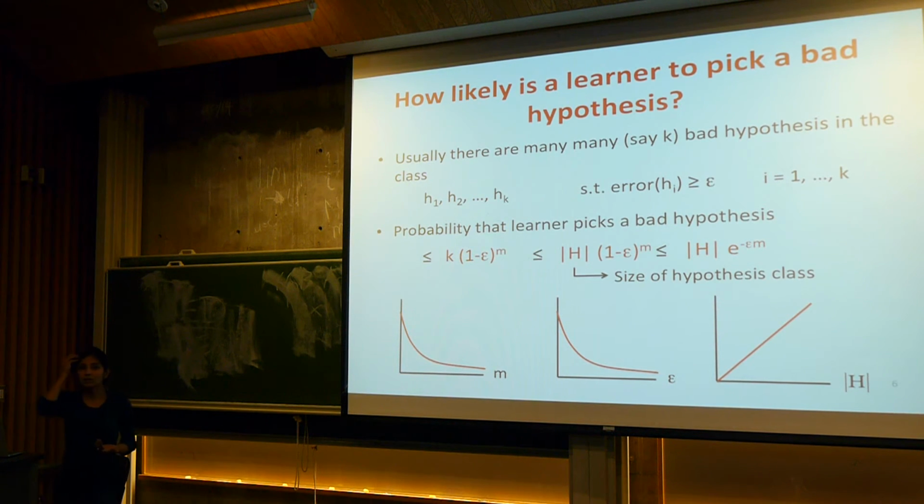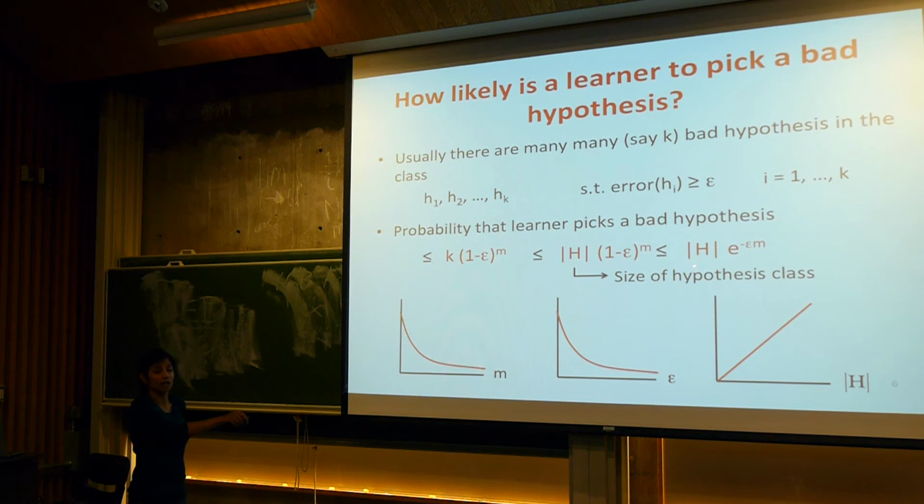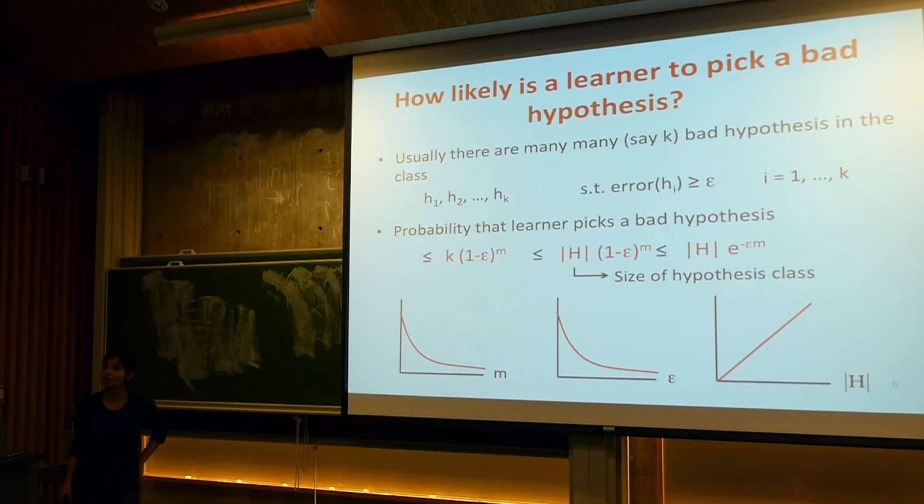If we allow the learner to look over a very complicated class that has lots of decision trees with very large depth, versus very shallow depth, we know that we should be paying some price for it. So you see that again, the probability of picking a bad hypothesis increases with that. So this is one measure. The size of the hypothesis space is one measure of how complex the class is.